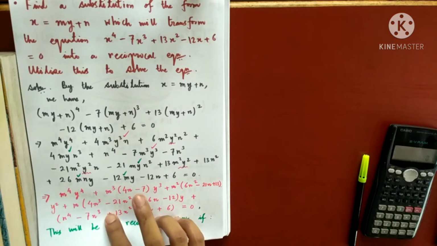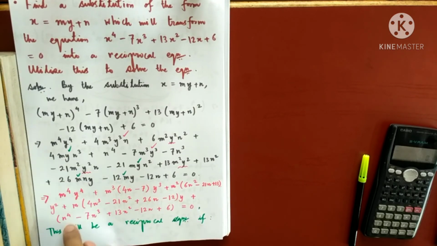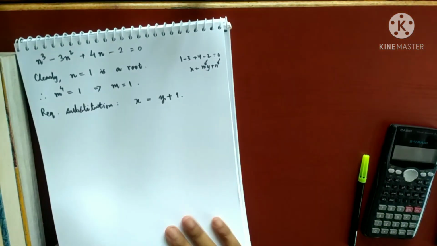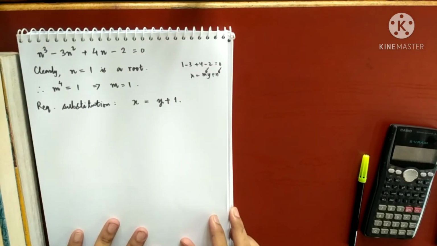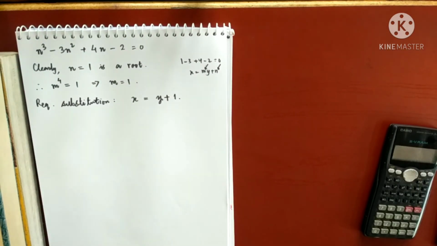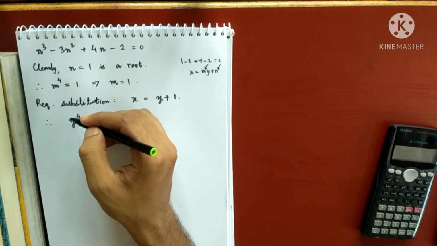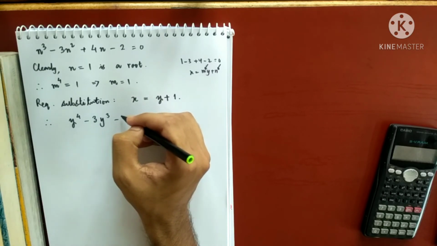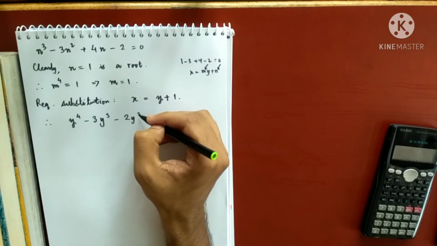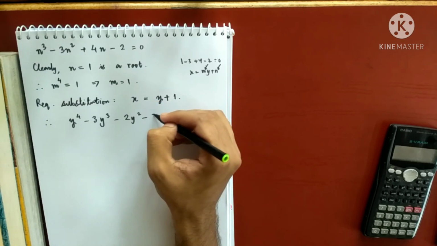So what is eventually the equation that I am getting? I will not compute this 2, because this is the reciprocal equation. So this is same as this and this is same as this. So with this proper substitution, what is the reciprocal equation that I am getting? Therefore, I am getting y to the power 4 minus 3y cube plus 2y square, and the coefficients will now repeat in the same manner. That means minus 3y plus 1.